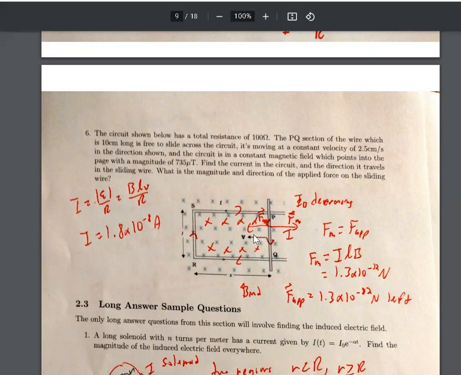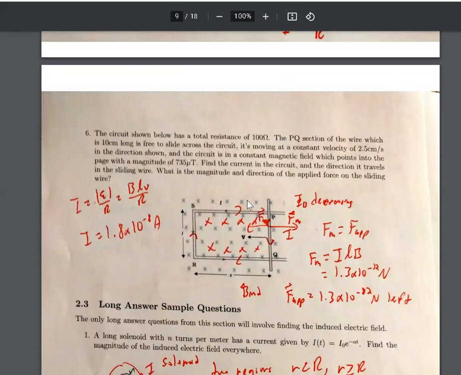Now, in reality, as this thing slides, the resistance would change, but we're just ignoring that, okay? And it's in a constant magnetic field that has a magnitude of 735 microtesla. Okay, and what are we looking for? We're looking for the current, the direction of the current, and the magnitude of the applied force.